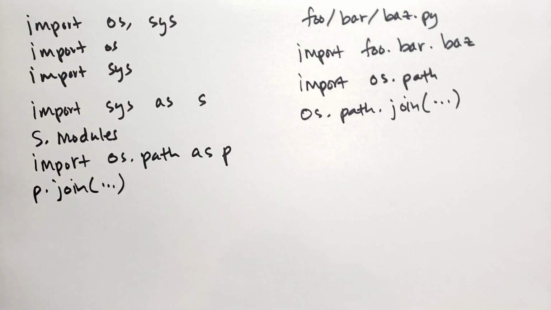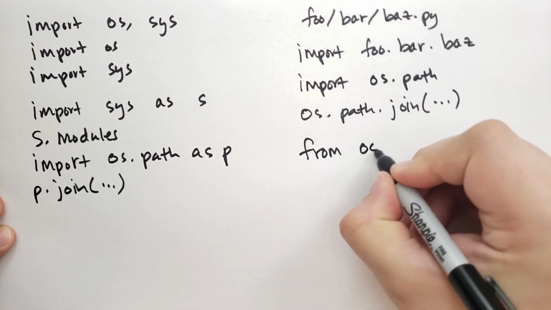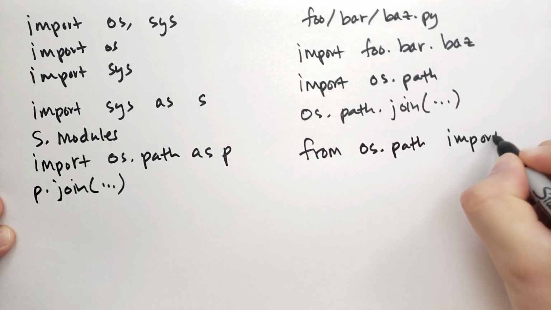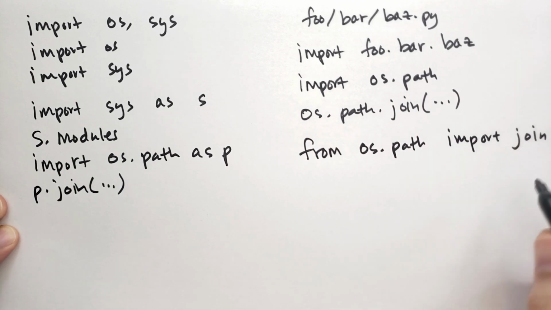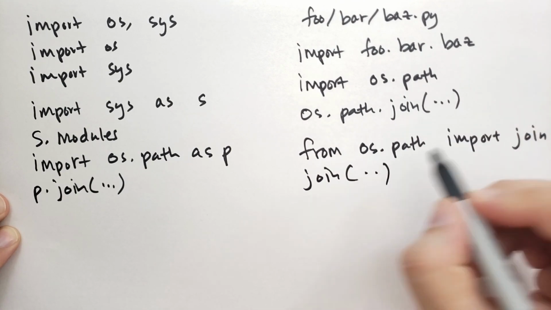You can also import specific things from a module. This uses the from syntax. So you could say from os.path import join. And so now we can just use the join function from the path module.